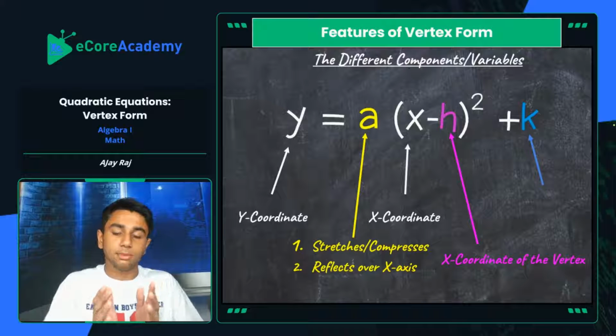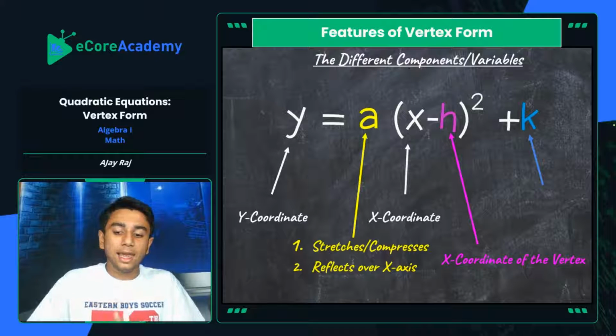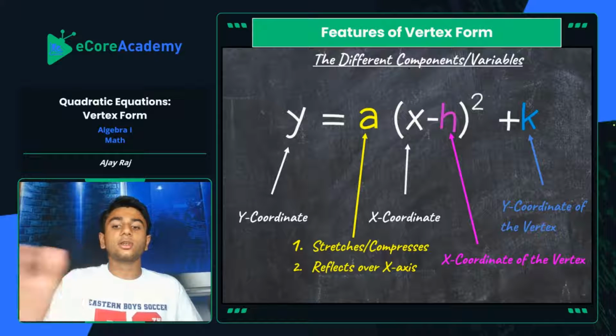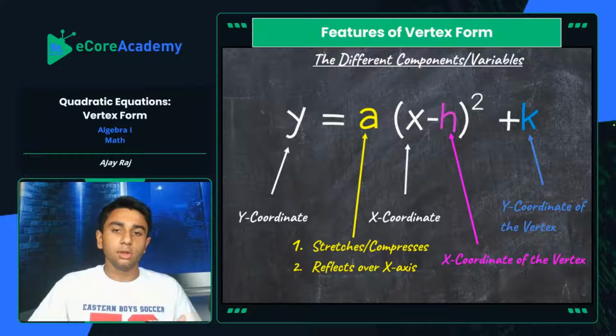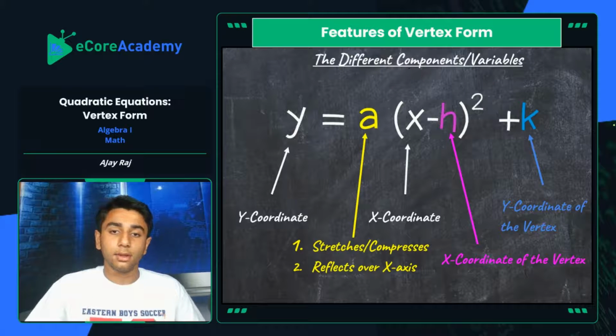X minus h is going to be done first, and then you're going to square that whole value, and then you're going to multiply it by a, and then finally you're going to add k, and k would be your y-coordinate of the vertex. So once you discover what the vertex is, you've basically knocked out most of what you need in order to actually calculate different points and identify the full parabola in vertex form.